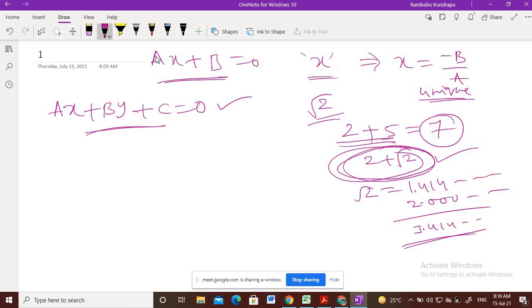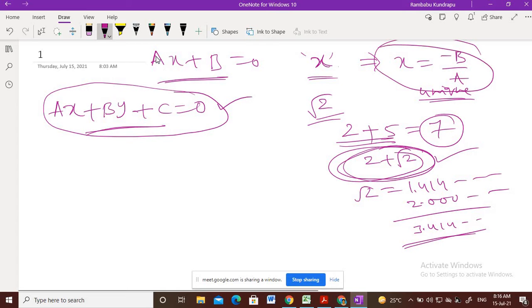So what is the meaning of a solution of a linear equation in two variables? See, the solution of a linear equation in one variable means finding the variable value, x is equal to minus b by a is the solution. Solution of anything means the values of the variables in the given equation that are actually the solution of the equation.